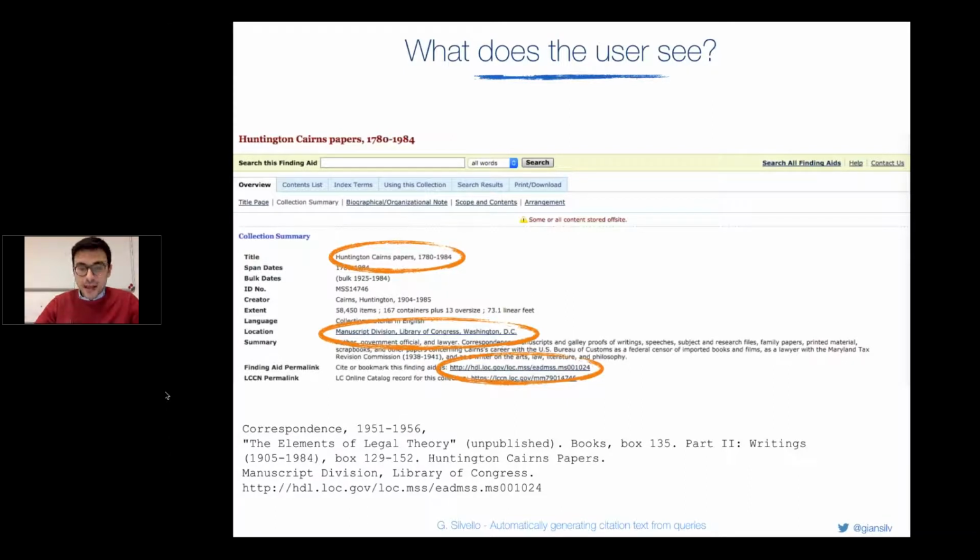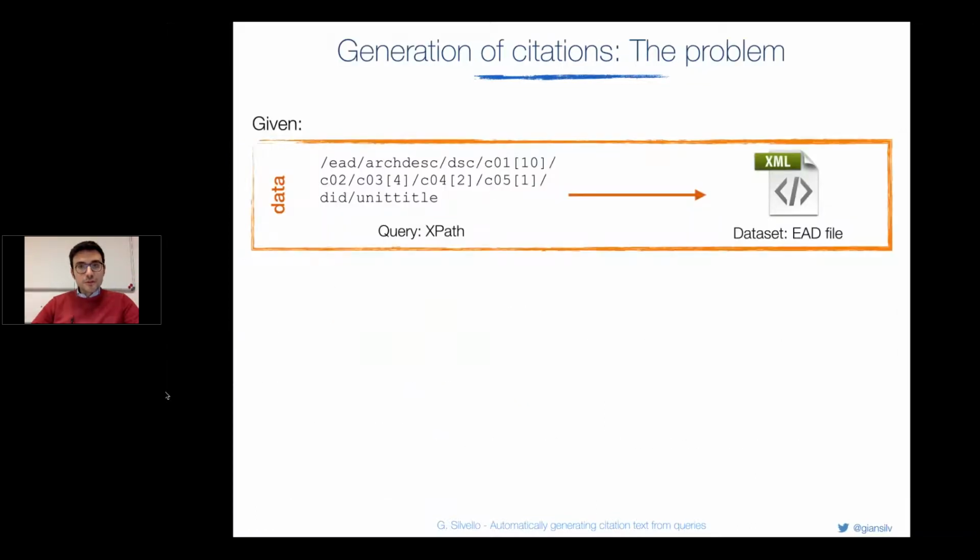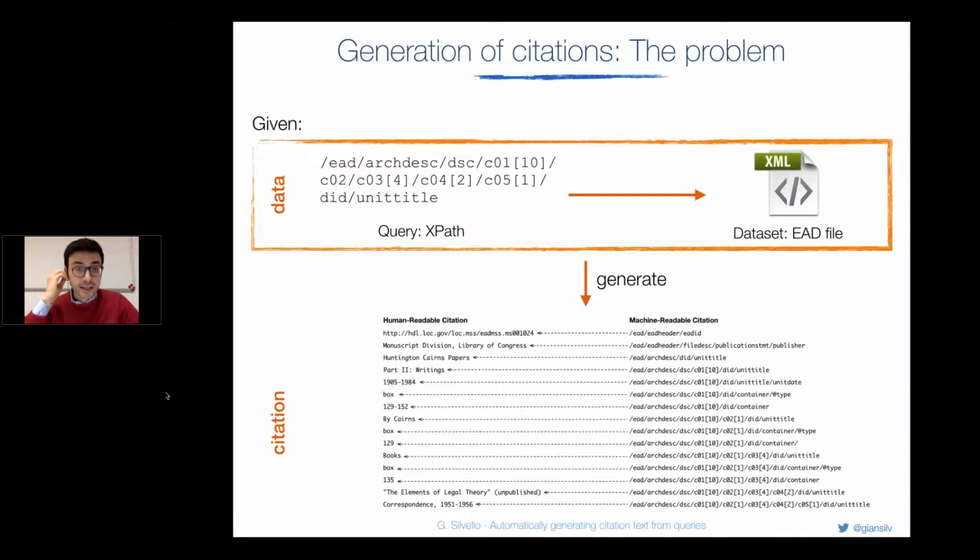And see that here I consider the Library of Congress, which provides us with one of the best websites. So this is very good, but we also have other websites that are not that intuitive. Anyway, what we want to do is, given an XPath identifying a specific node within an XML dataset in an EAD file, generate the human readable citation and the machine readable citation.